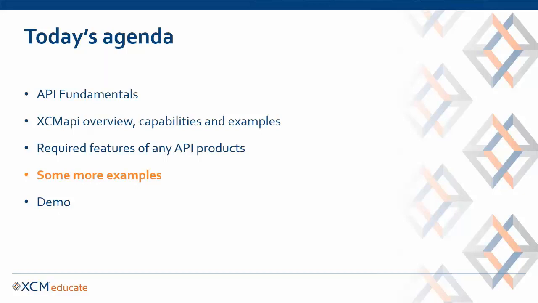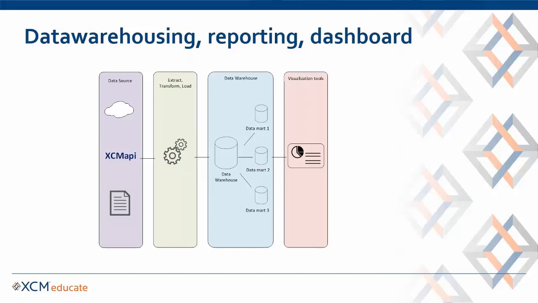I'm going to go a little bit deeper into technical architecture. This is not the architecture of the API, this is the architecture of examples. I know there are a few technical people here, so they might find this helpful. This is a depiction of how one would use XCM APIs in data warehousing, where your data sources are your cloud data sources, your flat files, or the XCM API. You get the data in, you transform the data into whatever you want, extract and transform. You push it into your data warehouse, and from there you might have different data marts, and using visualization tools, you can build reports out of it.